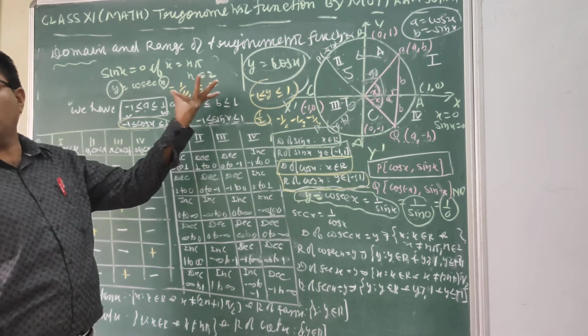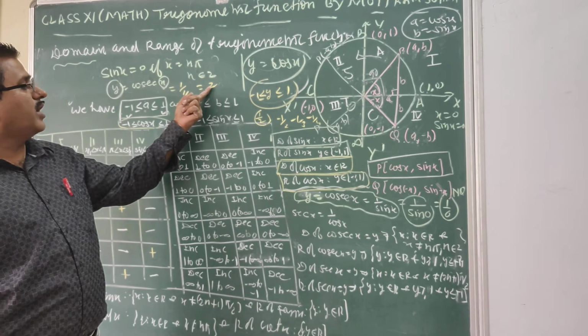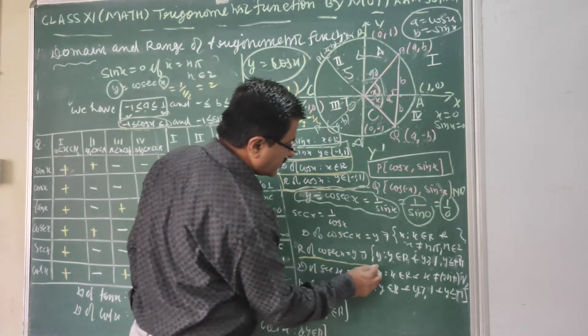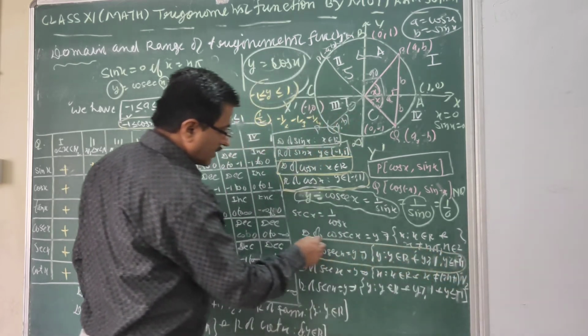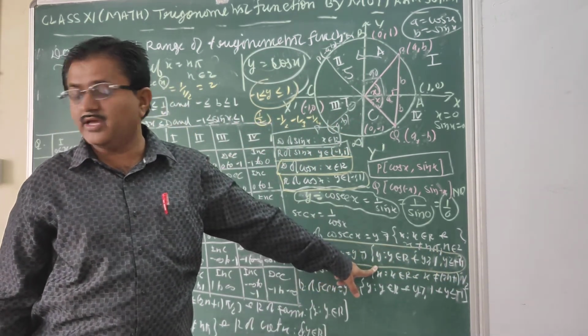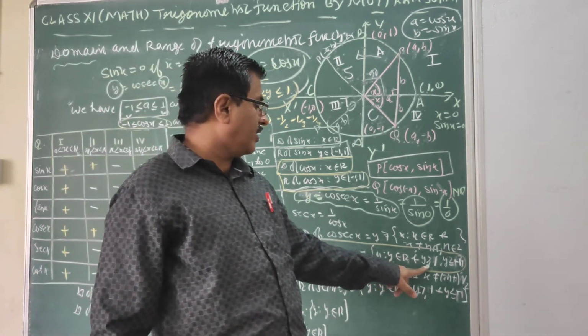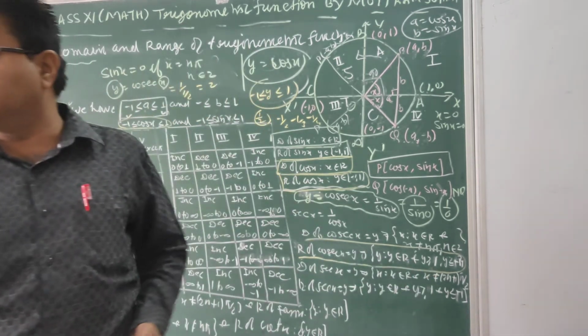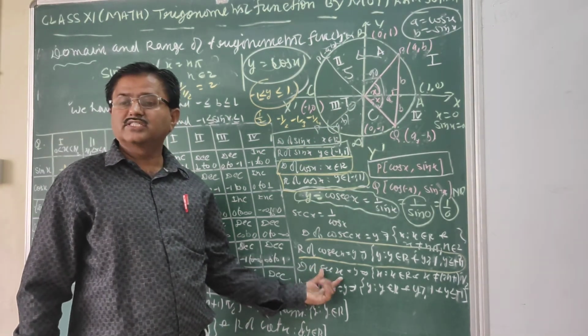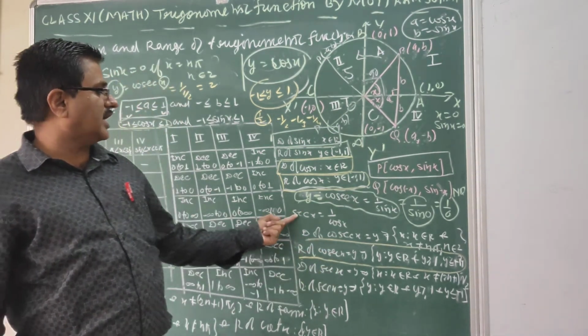So the reciprocal of that is greater than 1, and that's why I have written the range of cosec x equal to y such that y belongs to R and y is greater than or equal to 1. This is clear? So similarly sec x, same case.